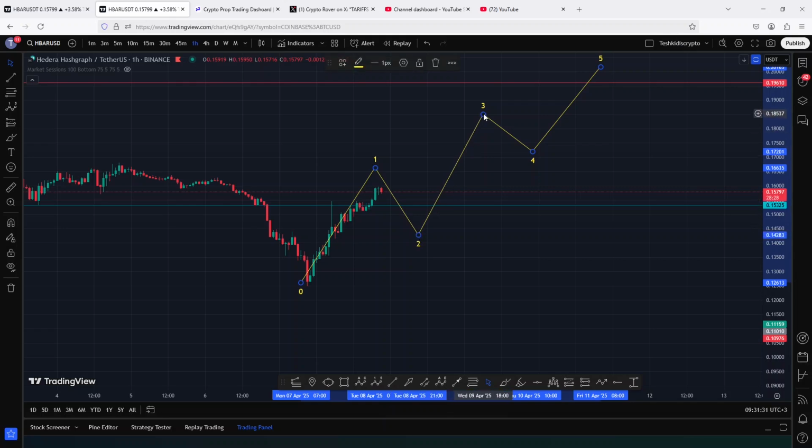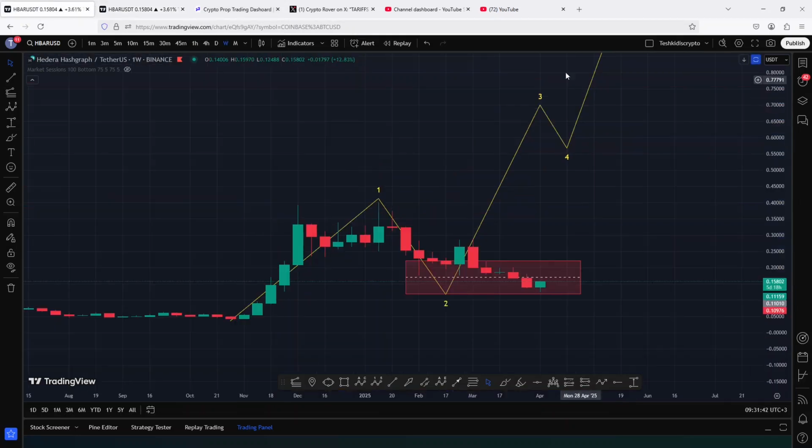Then expect a wave 3, a wave 4, and then a wave 5, confirming to us that we have a low in place over here, and we should now continue focusing on higher prices in the formation of this wave 3, which should take us to new all-time highs. So that is the roadmap that I'm expecting Hbar to follow for the next coming days. And let's be patient and see how that plays out, and I will ensure you stay up to date.